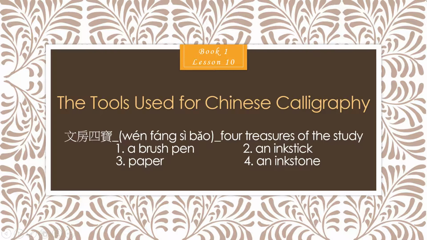The tools used for Chinese calligraphy. The set of tools used for Chinese calligraphy writing is called 文房四宝, which literally means four treasures of the study and contains four essential items. They are a brush pen, an ink stick, paper, and an ink stone. These items are indispensable to both Chinese calligraphy and Chinese painting.